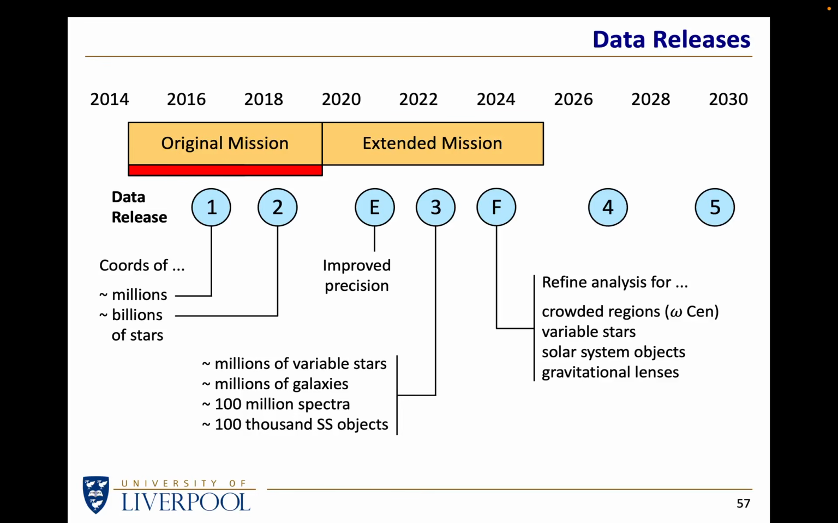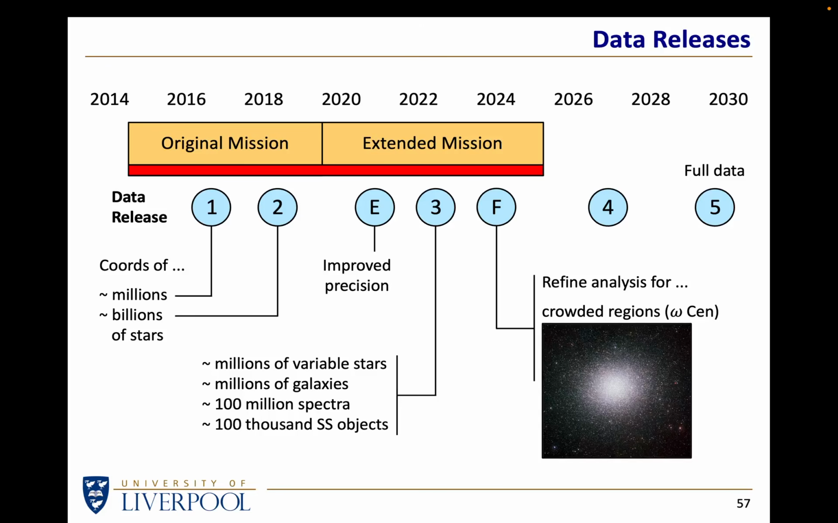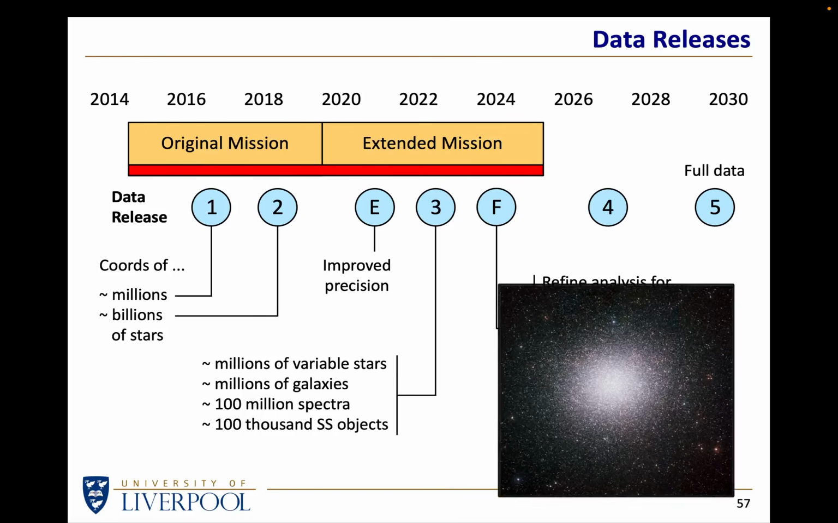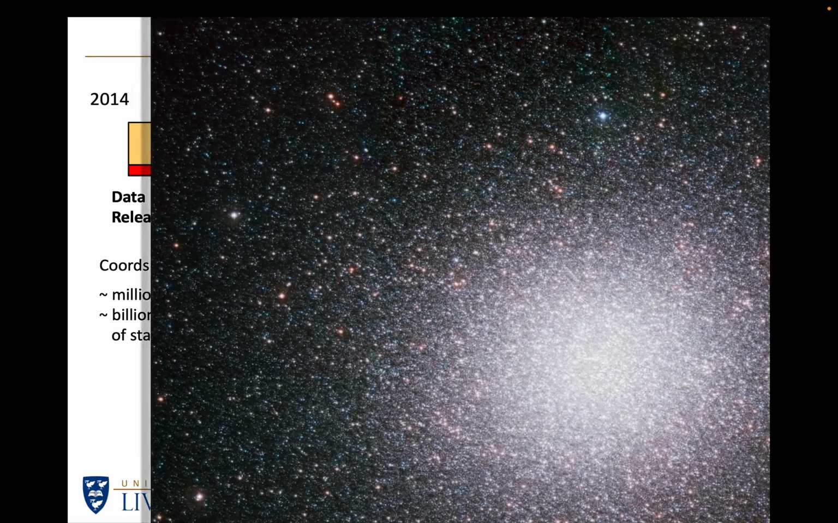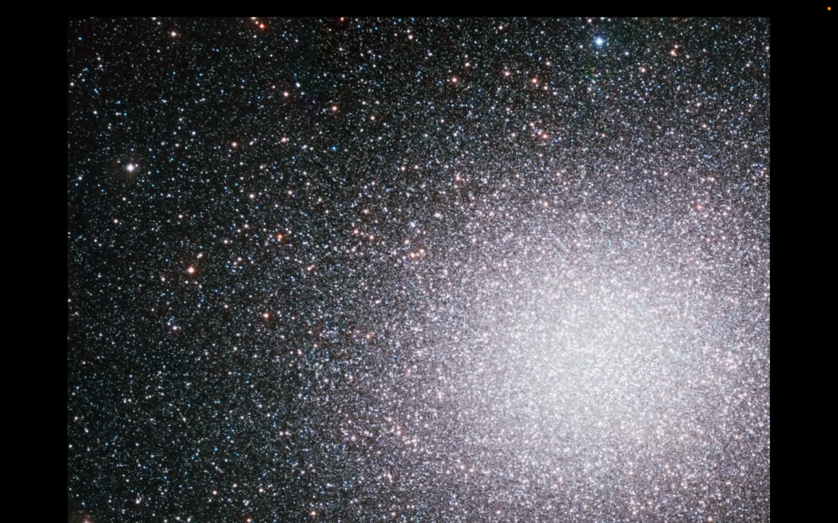So we know there are going to be data releases coming along. For instance, data release 5 won't be until something like 2030. Data release 4 should be this year. But the idea of looking at a very crowded region like this particular globular cluster is that we know it's very difficult to work out, for instance, what is going on when the stars are so close together.